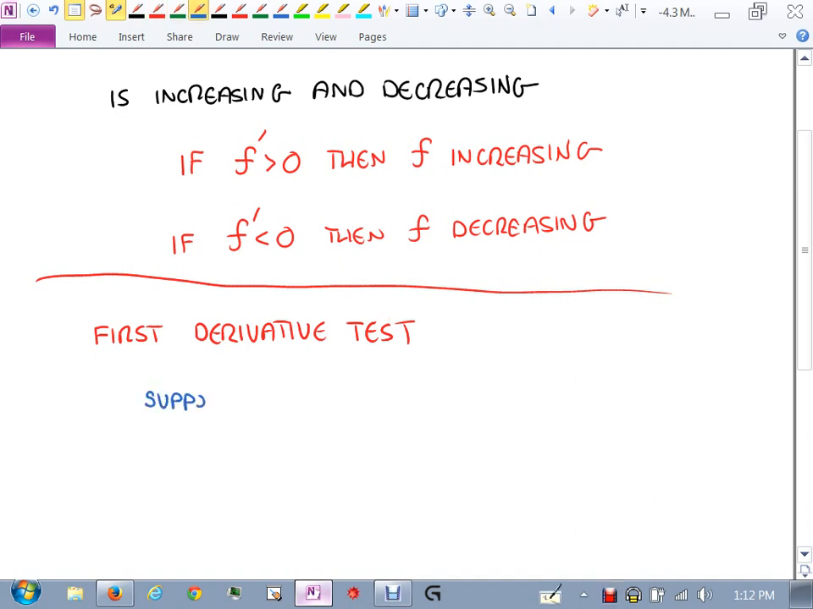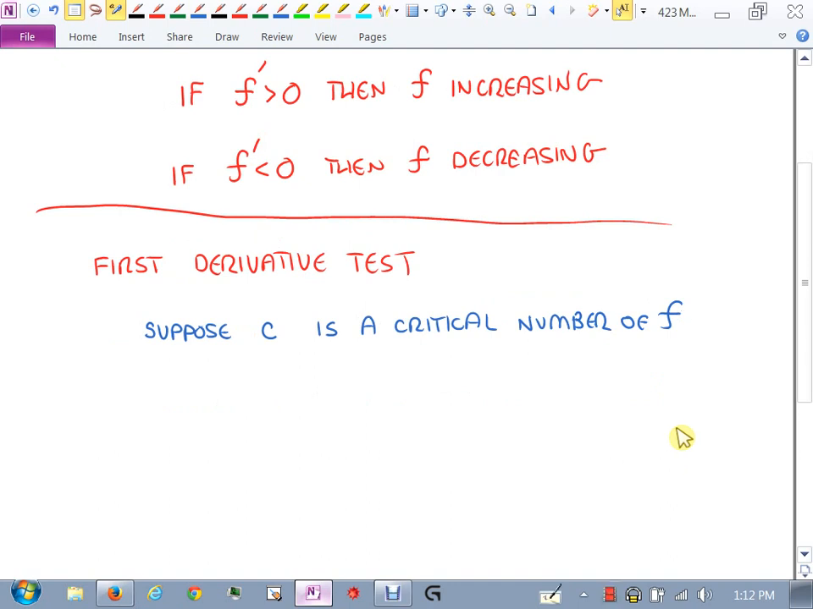Suppose C is a critical number of f. What does it mean for C to be a critical number? It means the derivative at C is 0 or the derivative at C does not exist. For C to be a critical number, that's a place where the derivative is 0 or does not exist. Suppose C is a place where that happens. Then here's what we have.